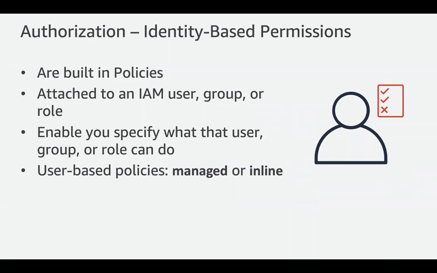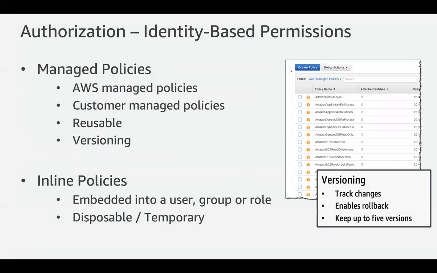I also gave another analogy where a group is created called developers, and developers have certain privileges, and suddenly the founder of a startup would want to change the privileges. He goes ahead and changes it, applying it at a group level. Again, it enables you to specify what that user, group, or role can do. And the user-based policies can be either managed or inline. I'm going to explain all of this, just hang on for a while. Authorization has identity-based permissions, and it has two different policies: managed policies and inline policies.